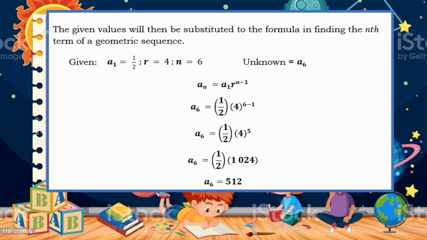So using the formula, a sub n equals a sub 1 times r raised to n minus 1. n is 6, substitute that. So a sub 6 equals a sub 1, the first term in the sequence, which is 1/2, times the common ratio 4 raised to 6 minus 1. So a sub 6 equals 1/2 times 4 raised to 5. We got 5 here because we subtracted 1 from 6. So 4 times 4 times 4 times 4 times 4 will give us 1024, and then multiply that by 1/2. Therefore, the unknown term in the sequence is 512.